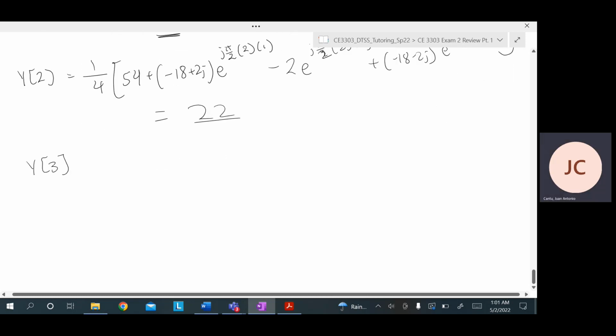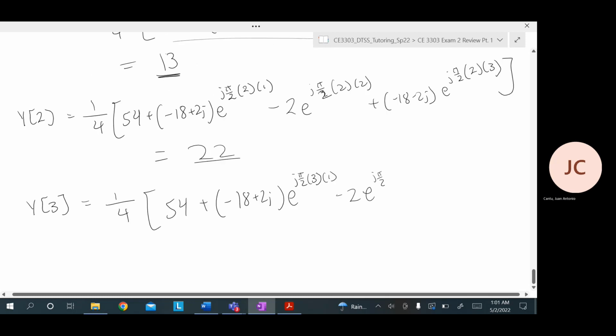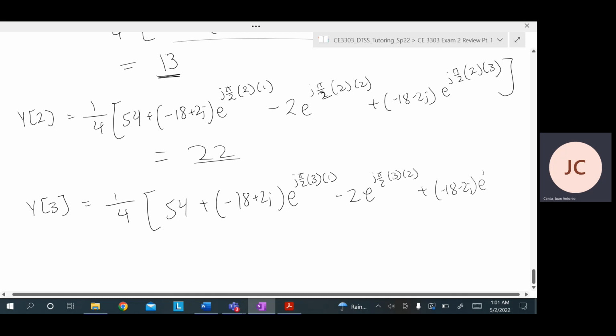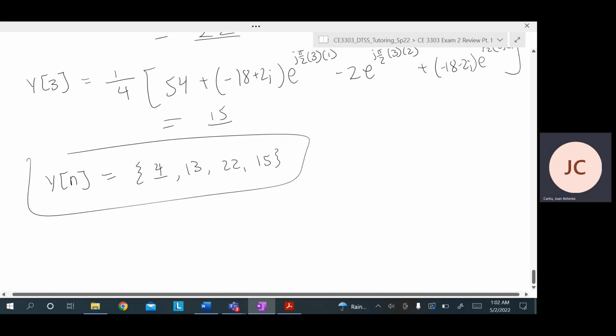In the last term, y of 3, you get 1/4 times 54 plus minus 18 plus 2j, e to the j pi halves times n is 3, k is 1. Minus 2, e to the j pi halves, n is 3, k is 2. Plus minus 18, minus 2j, e to the j pi halves, n is 3, k is 3. Okay, do all the algebra correctly. You should get 15. So our y of n, the output to our system, is equal to 4, 13, 22, 15. That's how you do that.